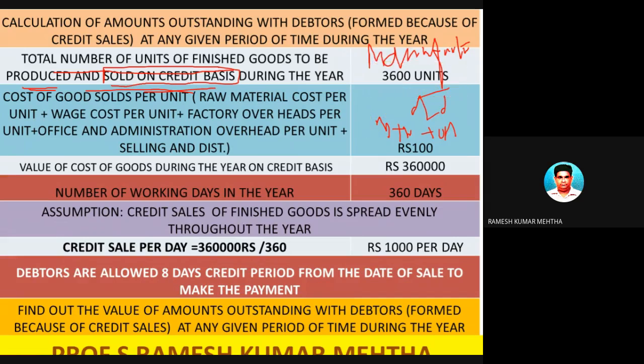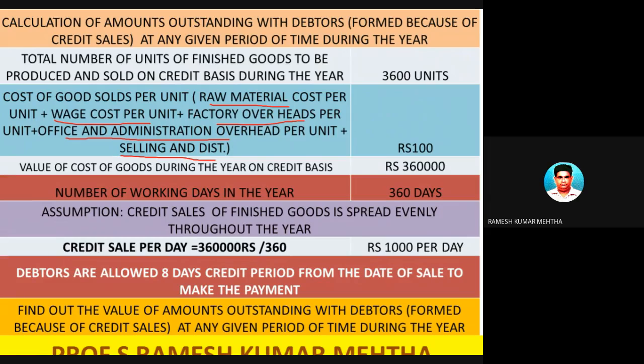So to find out the amount of money which is getting stuck, we have to take into consideration the cost of goods sold, that is the raw material cost, the wage cost per unit, the factory overheads per unit, the office and administration overheads per unit, the selling and distribution overheads per unit, and appropriate other heads of expenses. And you should not take into account depreciation, because depreciation is not a cash expenditure, it is a non-cash expenditure, and any non-cash expenditure should not be included here.